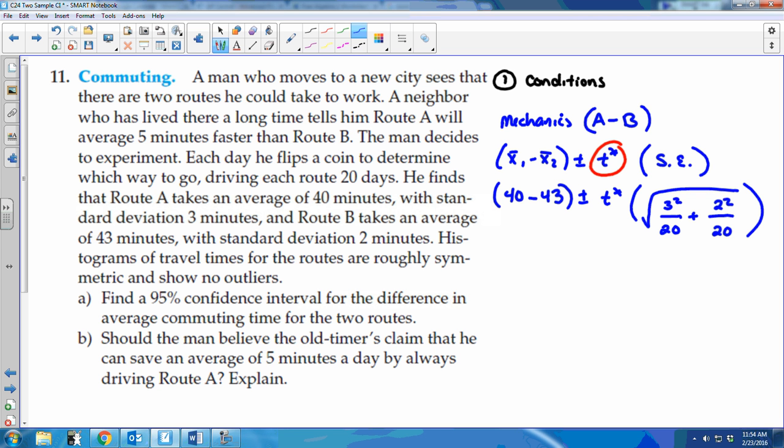All right. So at this point, you could do some of this if you wanted to. You could do 40 minus 43. You could find the standard error, but we still couldn't compute the interval if you had those. So I'm just going to leave it right there.